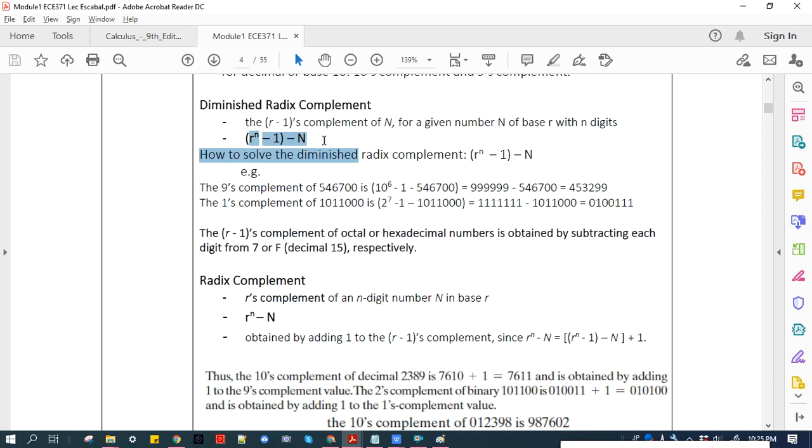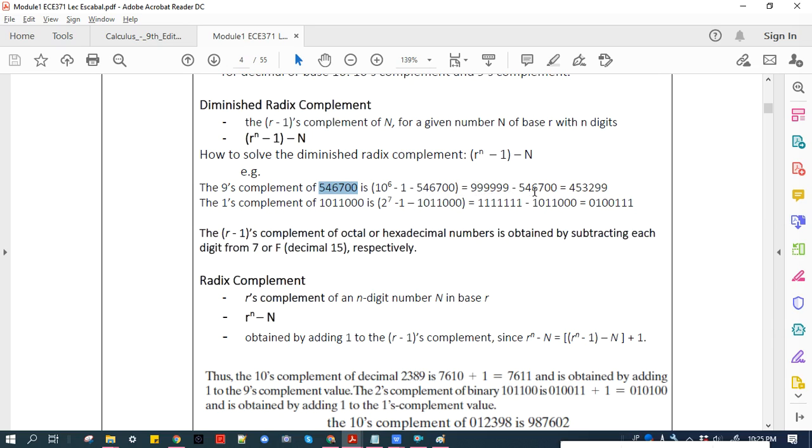Using this formula, our r is 10, and then our n is the number of digits. How many digits do we have here? 1, 2, 3, 4, 5, 6. So 10 to the n, which is 6. So 10 to the 6 minus 1, then minus the number itself, which is 546,700. 10 to the 6 is 1 million. 1 million minus 1 is 999,999.